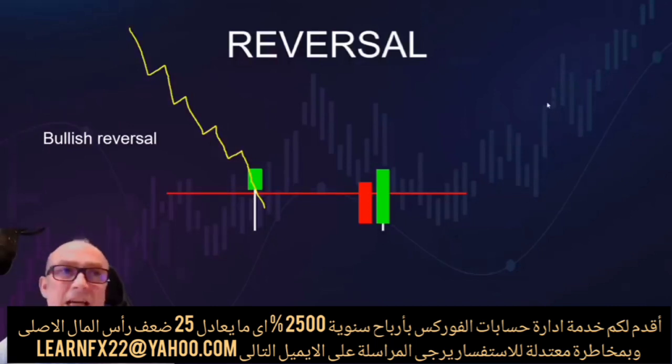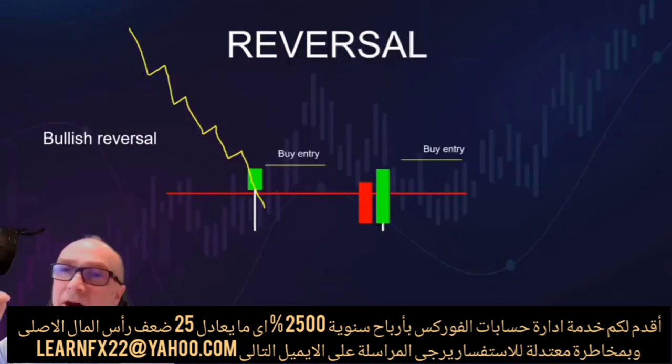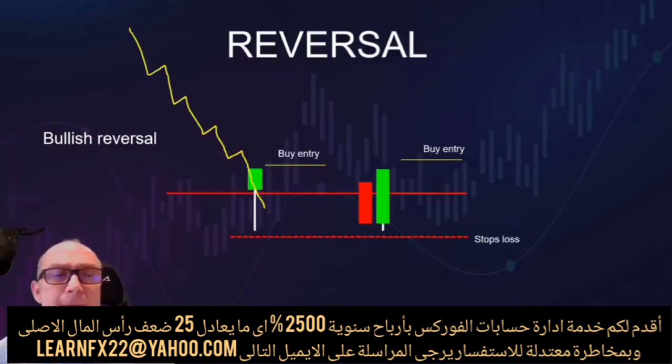Now, where you could enter a potential trade here would be to look for a break higher of that pattern, maybe 5 pips or something like that. Now, always when you're placing a trade, you should have a stop in place as well. The stop could go below the pattern as well.